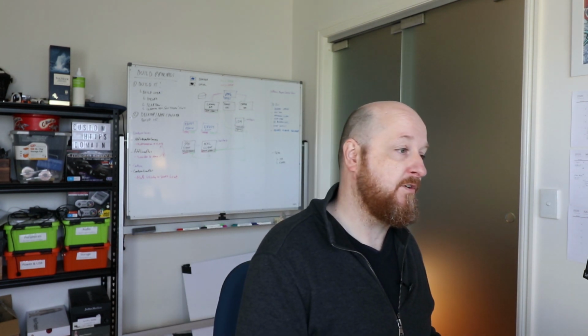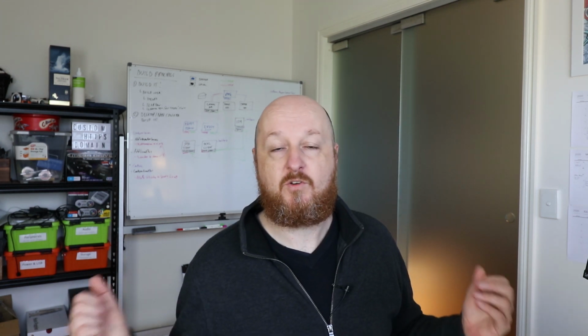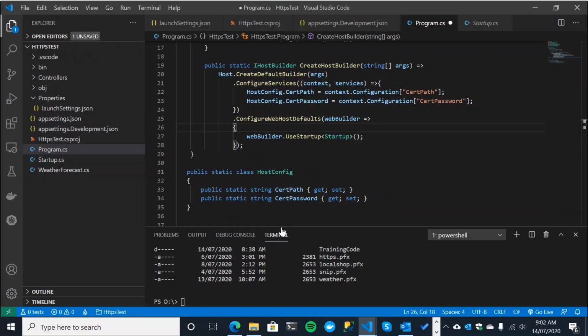The final thing we need to do now is move into our configure web host defaults and override some of our defaults with these settings. The last thing we need to do is configure Kestrel to use our custom, or self-signed, certificate. So we do that within configure web host defaults.